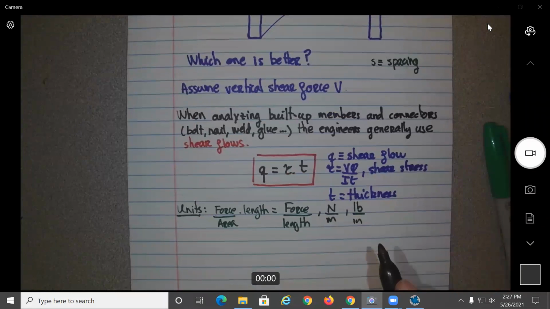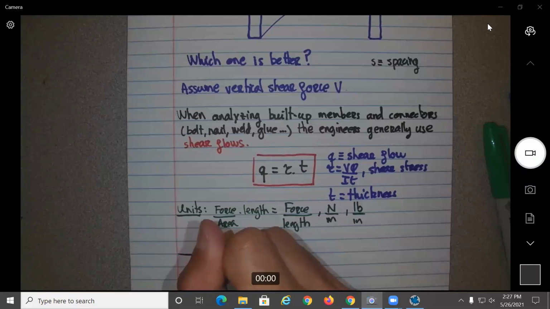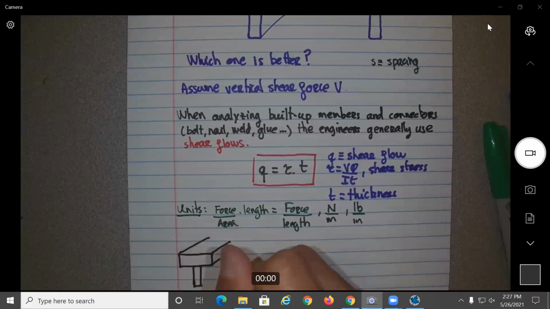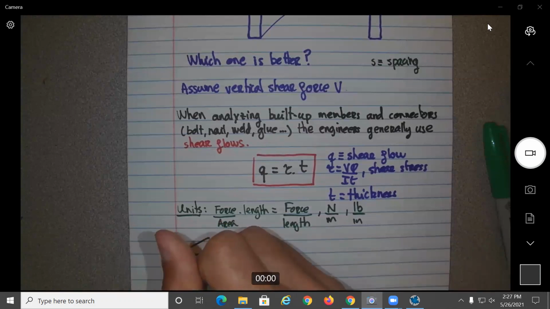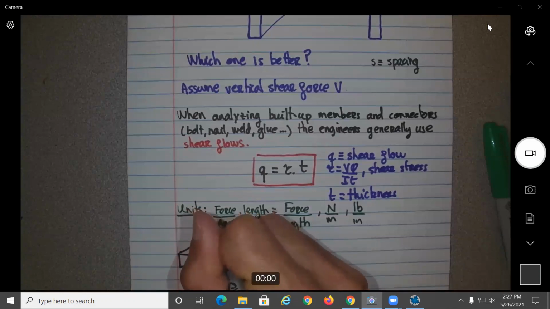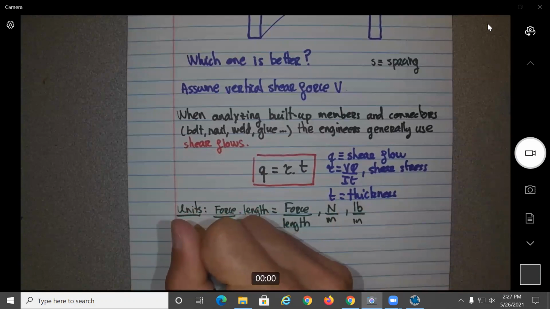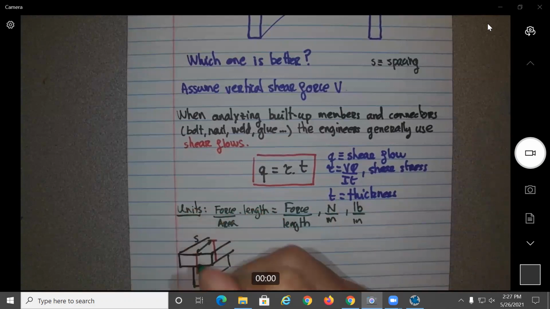All right, so now let's say you have a structure over here. So we do a figure. Doesn't matter which one you do. I'm still using the T cross section, but it's because it's the one we have. So the same figure as before. Let's say you have one connector here, another connector here. And S is the spacing.